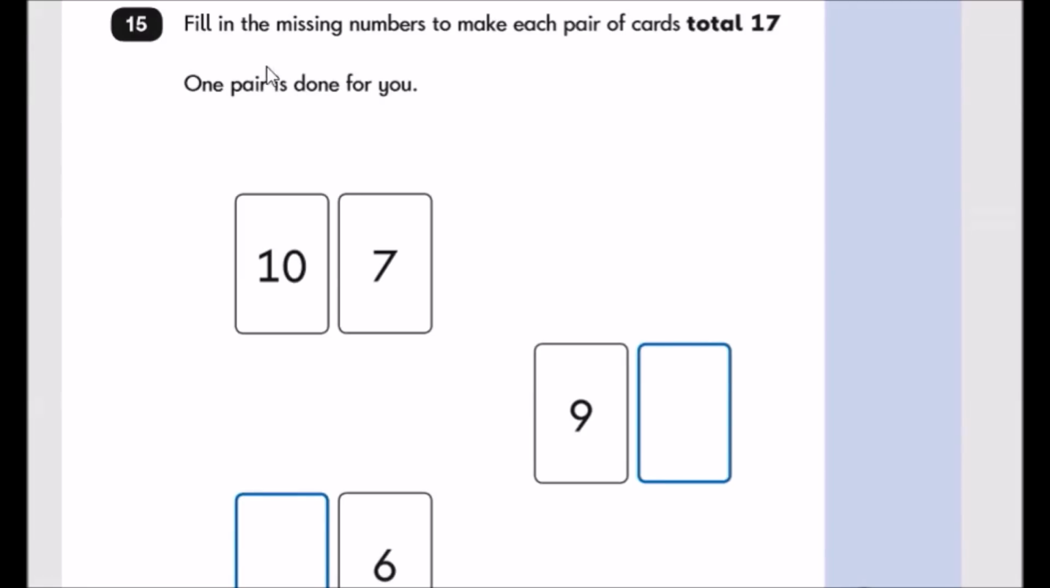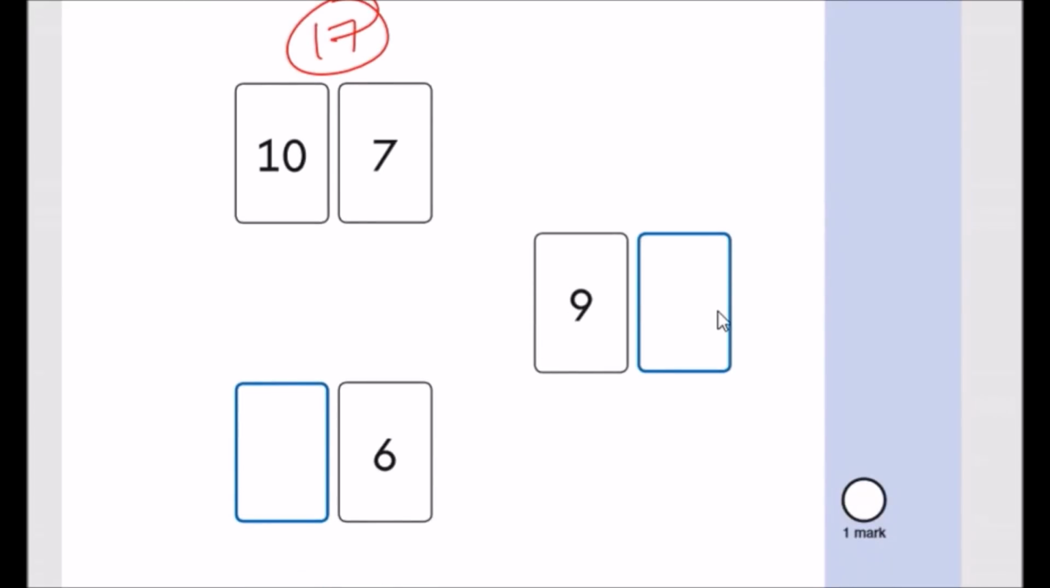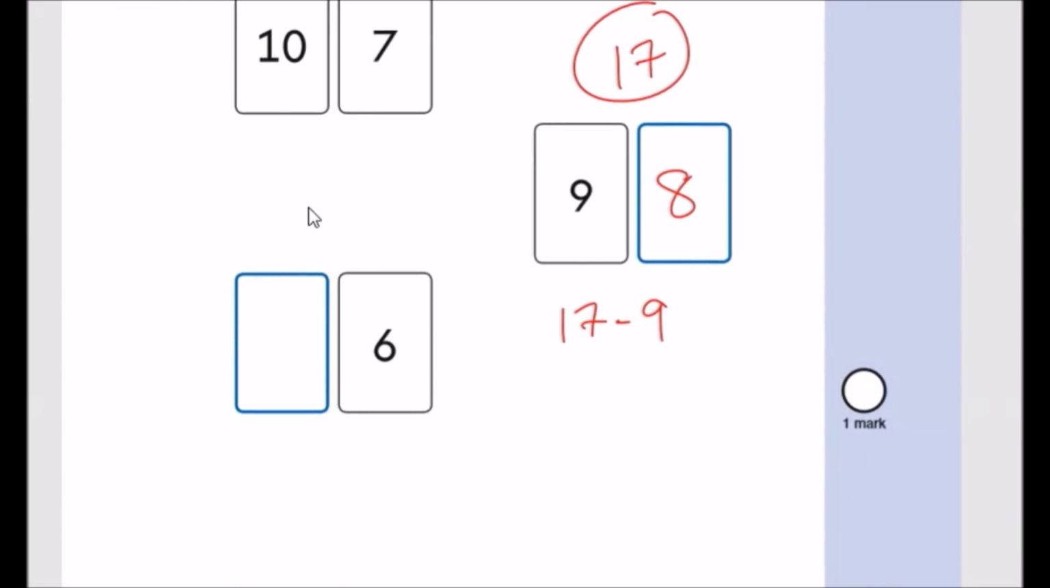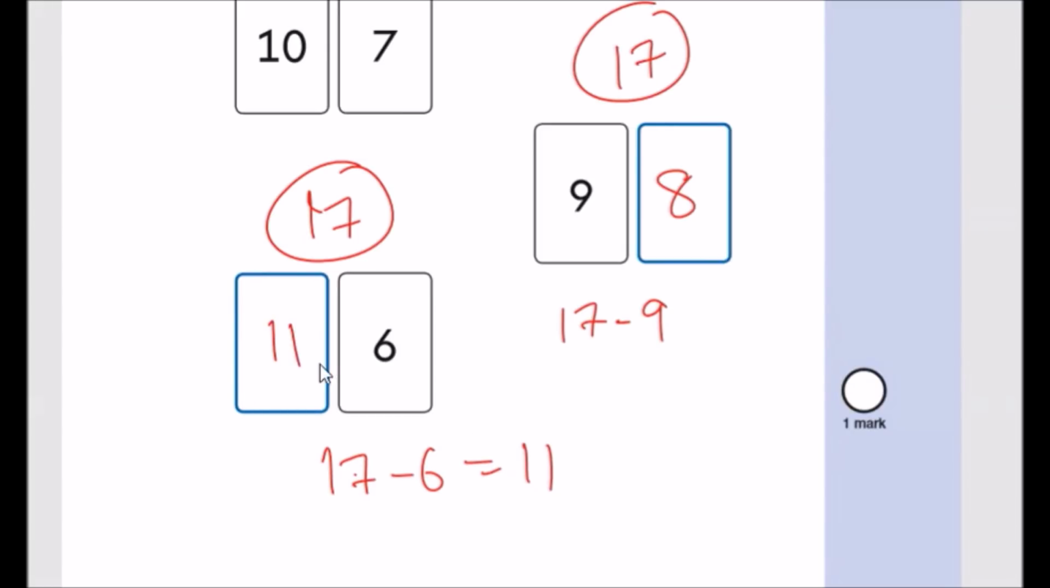Now, number 15, fill in the missing numbers to make each pair of cards total 17. 1 pair has been done for you. So this means 10 plus 7 will give you 17. Now let's look at another pair of cards. 9 and something needs to give us 17. So we're going to do 17 take away 9 to figure out what that number is. And we should actually get 8. Now let's do it again for another one. We need to make 17 here. So 17 minus 6 will give us the other number. So if you subtract the units, 7 take away 6 is 1. And we've got 10, so we're going to have 11. So the answer is 11.